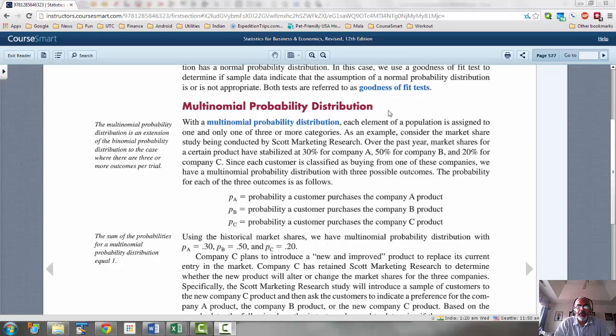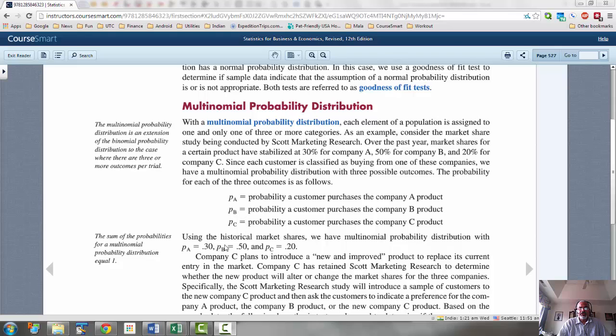Let's look at an example of multinomial probability distribution goodness of fit test now. So we have a market research company, and over the past year the market share for a particular product among the three companies A, B and C. So the historical market shares have been 30% for A, 50% for B and 20% for C. Okay, so those are the historical probabilities.